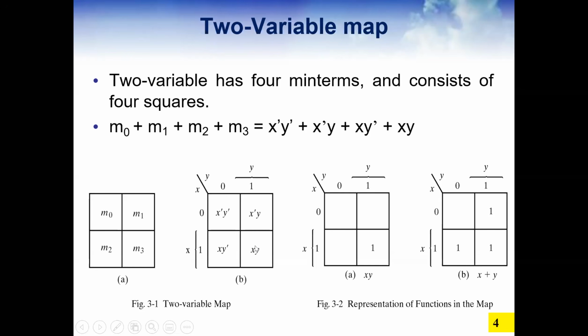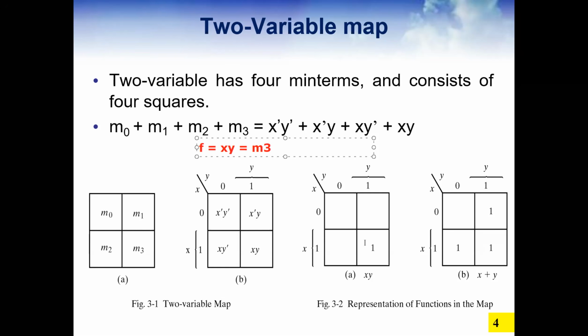If I am given a question, a function for example, which has only a single minterm, let's say the function is x and y, how will I place the entry? Because this is a minterm, which minterm is this? M3. So M3 is placed in this square, so it will simply be placed here.